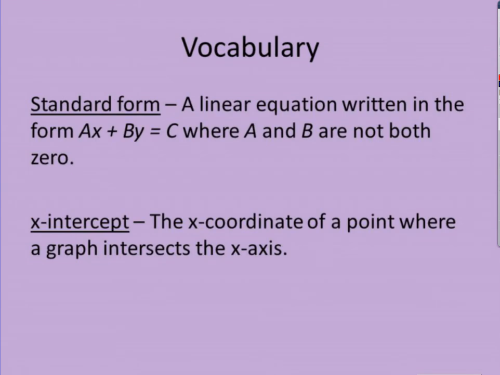An equation is in standard form if it's written as ax plus by is equal to c, where a and b are not both 0. We have an x-intercept, the x-coordinate of the point where the graph intersects the x-axis.